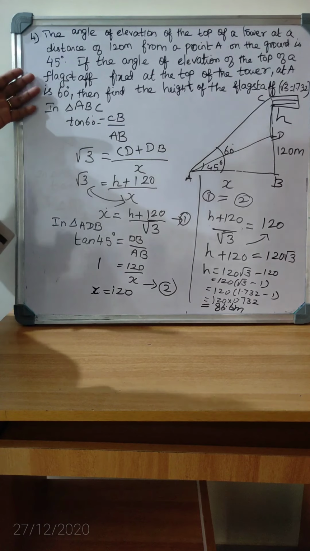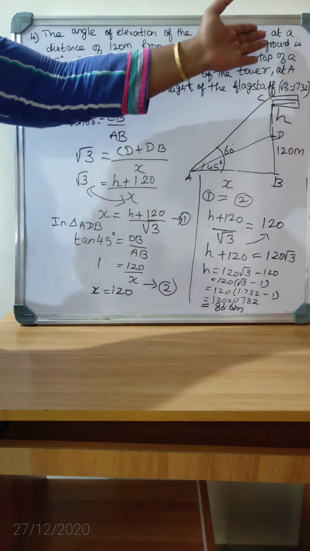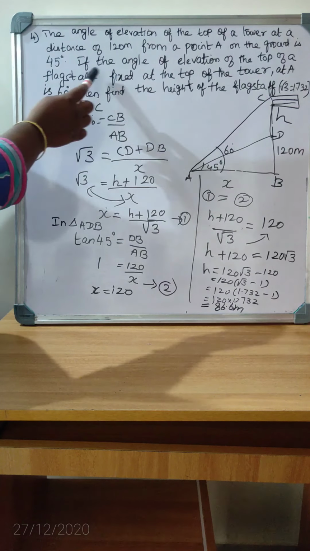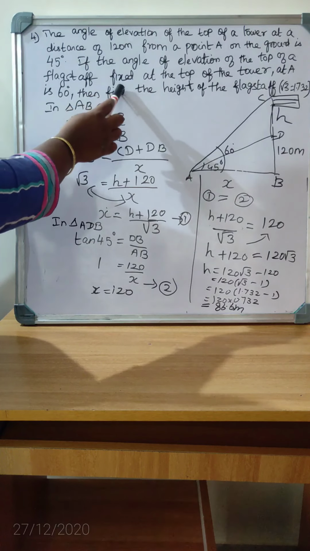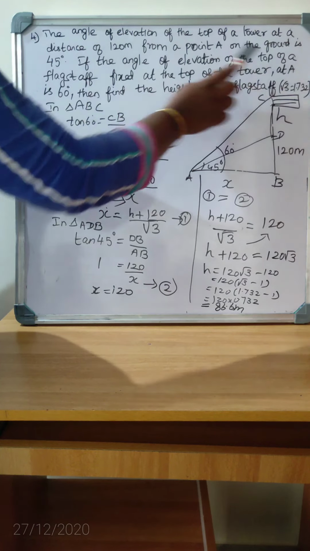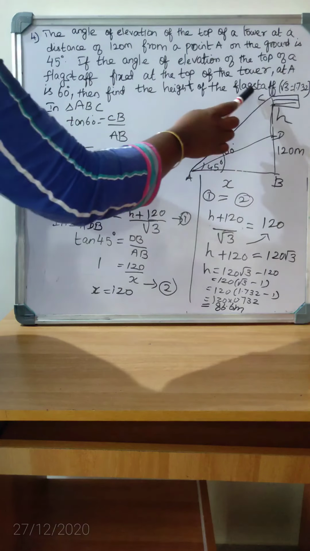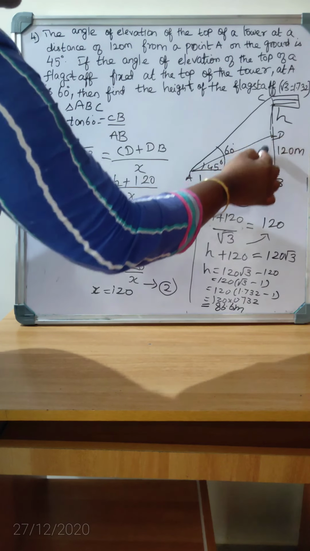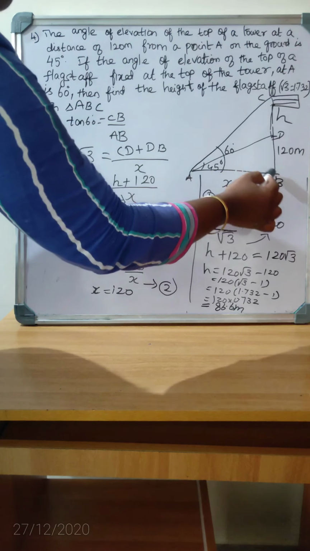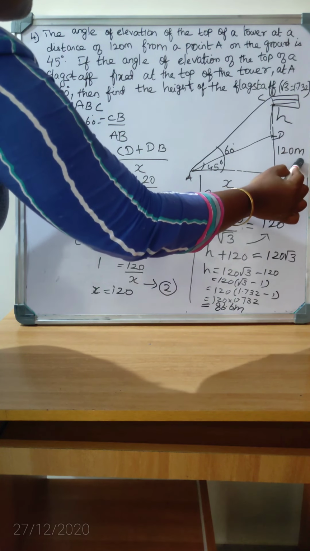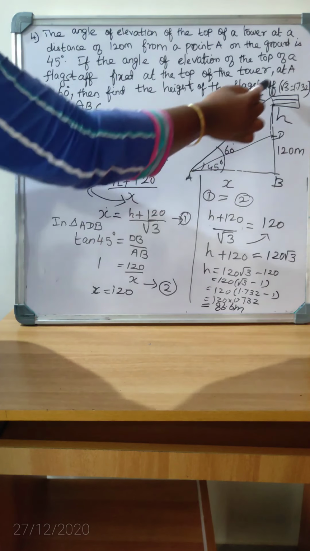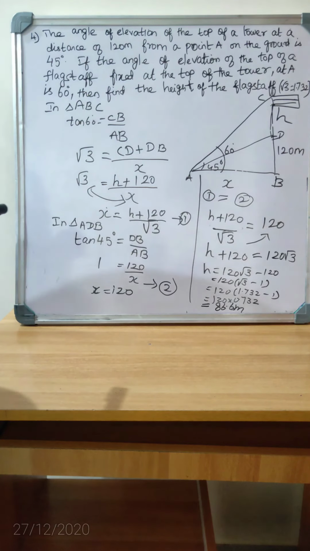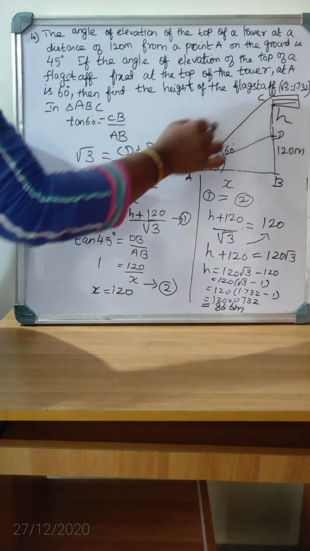Once again I am going to explain this sum. The angle of elevation of the top of the tower at a distance of 120 meter from the point A on the ground is 45 degree. If the angle of elevation of the flagstaff fixed at the top of the tower at A is 60, then find the height of the flagstaff. This flag is on the top of the tower and they have given the tower height is 120 meter. So from the point A, the flag is of 60 degree elevation and the tower is of 45 degree elevation. So now I am going to take this bigger triangle.